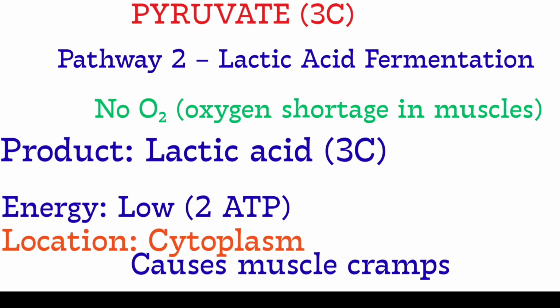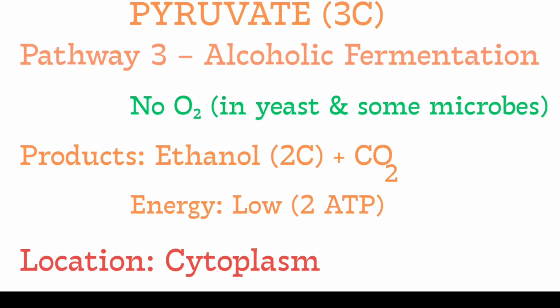But when oxygen is in short supply, such as during intense exercise, pyruvate is converted in the cytoplasm to lactic acid, releasing very little energy and sometimes causing muscle cramps. Then in the absence of oxygen, yeast and some microbes break down pyruvate in the cytoplasm to produce ethanol, a 2-carbon compound, and carbon dioxide, and this also releases very little energy, that is 2 ATP molecules.